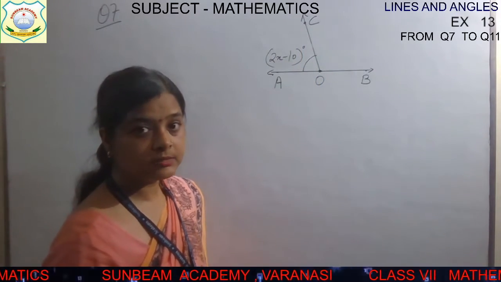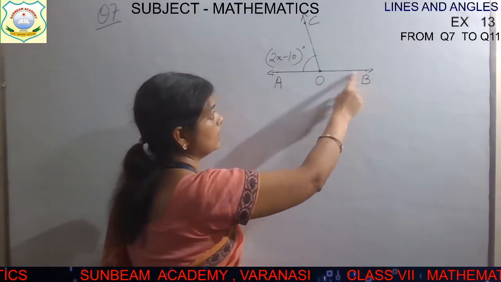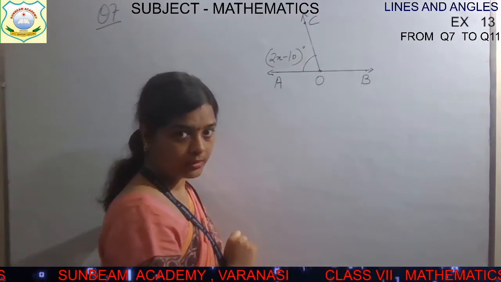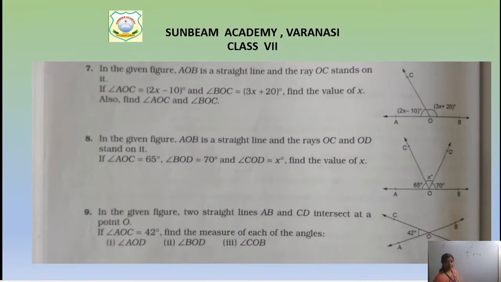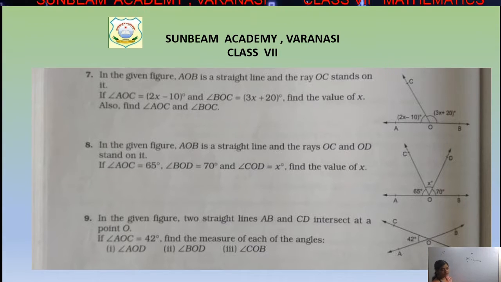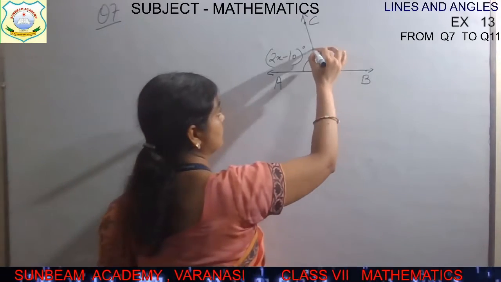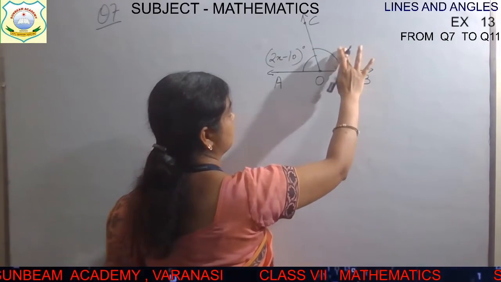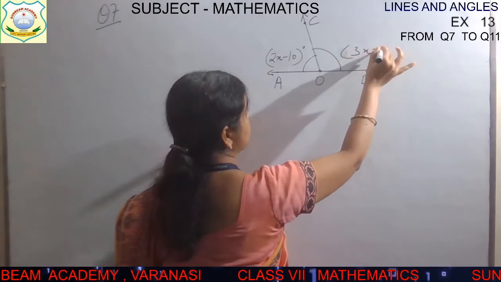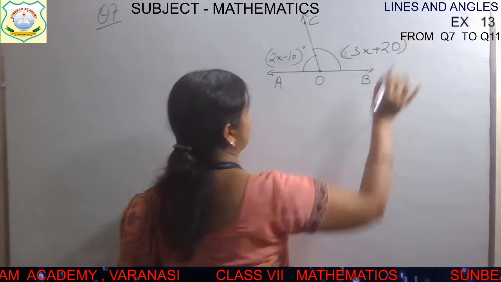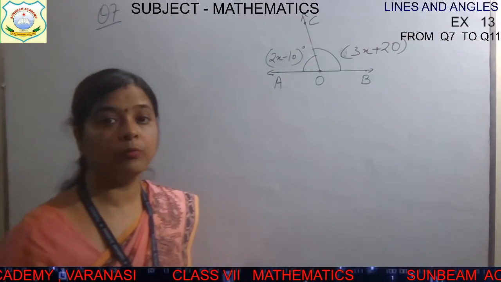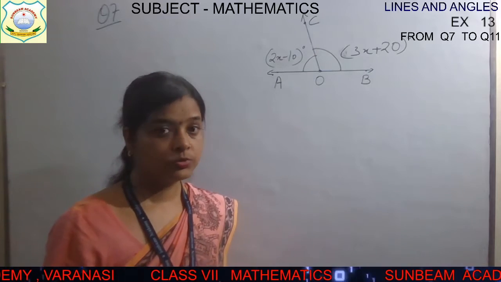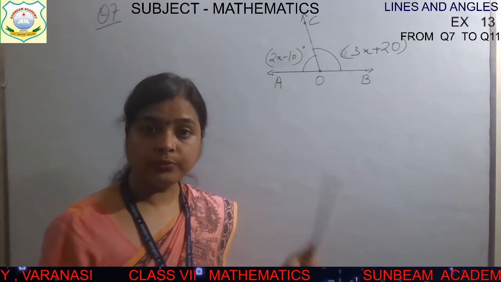The second one, one more angle is there. This is BOC. One more angle is there and its measurement is 3x plus 20. So both the angles were given to us but in the form of x. So what we will do? We will try to find the value of x.